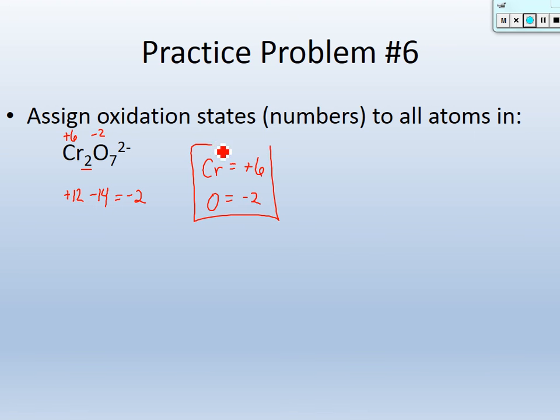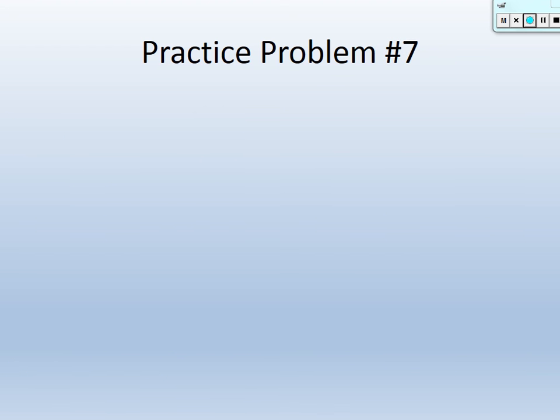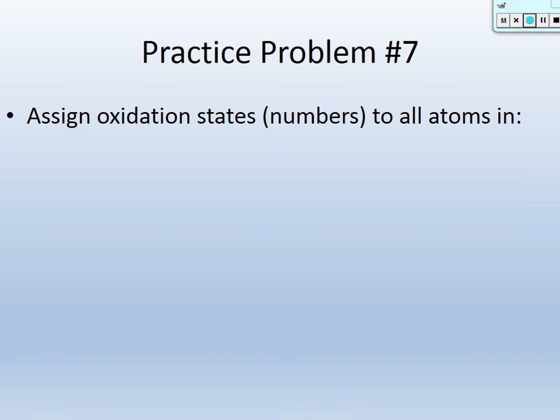Okay, a little more complicated there, so hopefully we got that one right. I think I've got one more practice problem with this, and then we're done. So let's see. And we got that one right, so good job. Okay, practice problem number 7. Assign the oxidation states or numbers to all of the atoms in this compound.